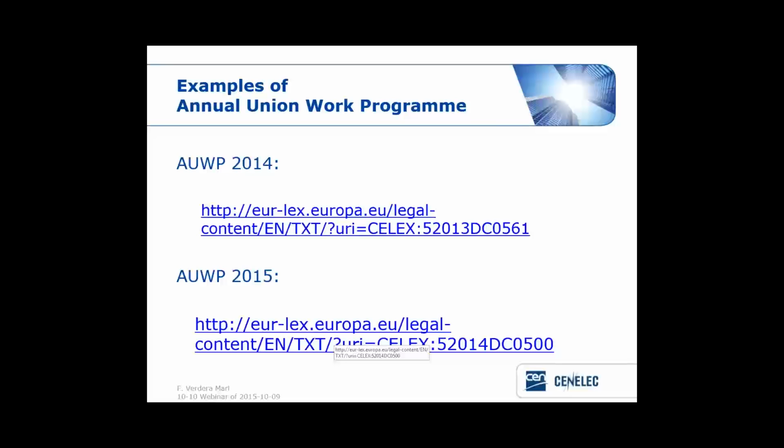You have 2 links. This is a communication published in 2013. You can see it here. It's communication number 561. So normally this means that the Annual Union Work Programme 2014 is published in 2013. The Annual Union Work Programme 2015 was published in 2014. And the Annual Union Work Programme 2016, we are expecting that at the end of October or November, we will have the publication by the European Commission. So let's go to these examples.